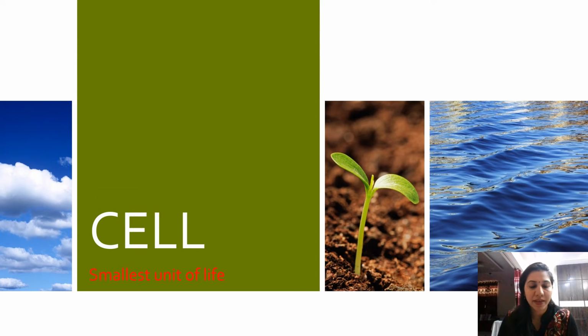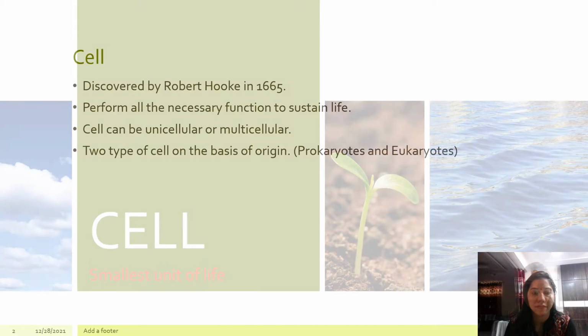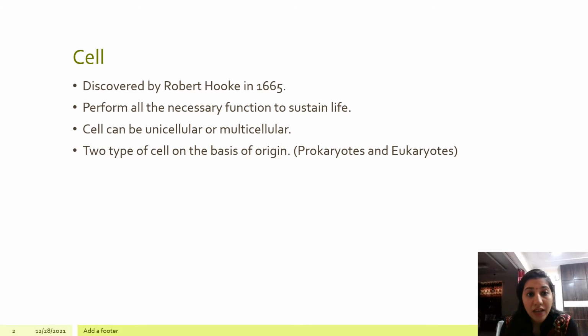Hi students, so my topic is cell, the smallest unit of life. On our earth, different kinds of organisms are present, right? Some are tiny, big, huge, small. So different types of organisms are present on earth, but there is one common thing in all living organisms. And the common thing is cell, that all the living organisms are made up of cells.